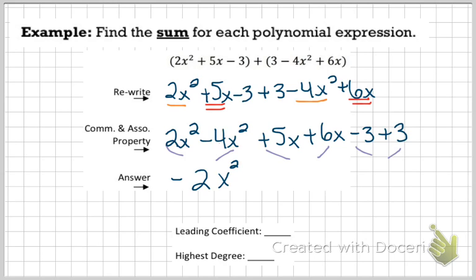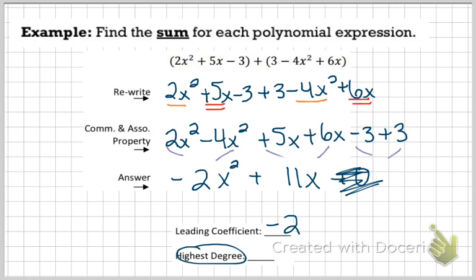5 plus 6 is the same thing as saying focus on 5 and 6, keep the x. Well, 5 plus 6 is 11, so that gives us 11x. Then we have negative 3 plus 3 is just 0. But do we need that 0? No, we don't. Finally, what's our leading coefficient? Who is the leader of this polynomial, of this binomial? Negative 2.